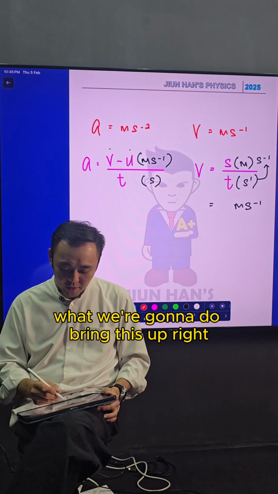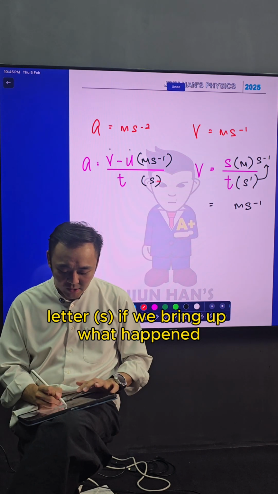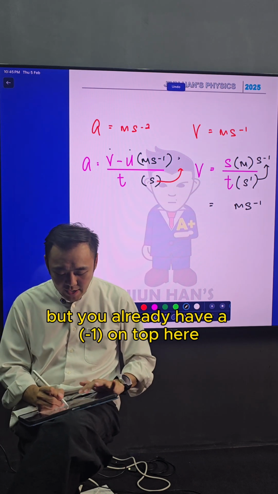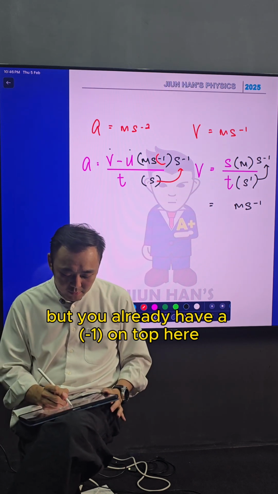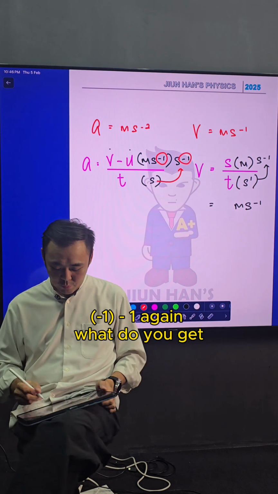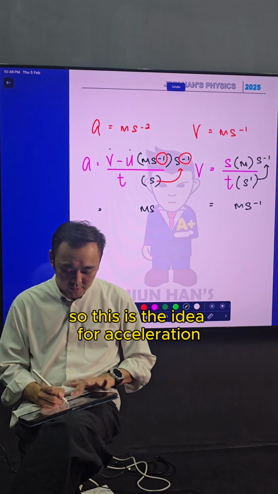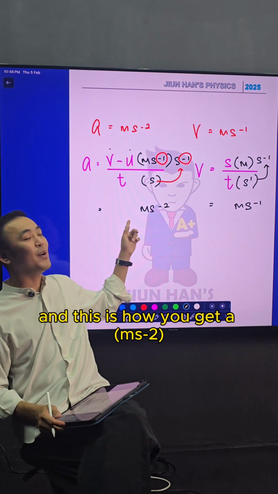So same thing also, what we're going to do, bring this up. Now, letter S, if we bring up, what happened? The S will become S^-1, but you already have a -1 on top here. So that means -1, -1 again, what do you get? That's how you end up having ms^-2. So this is the idea for acceleration, and this is how you get ms^-2.